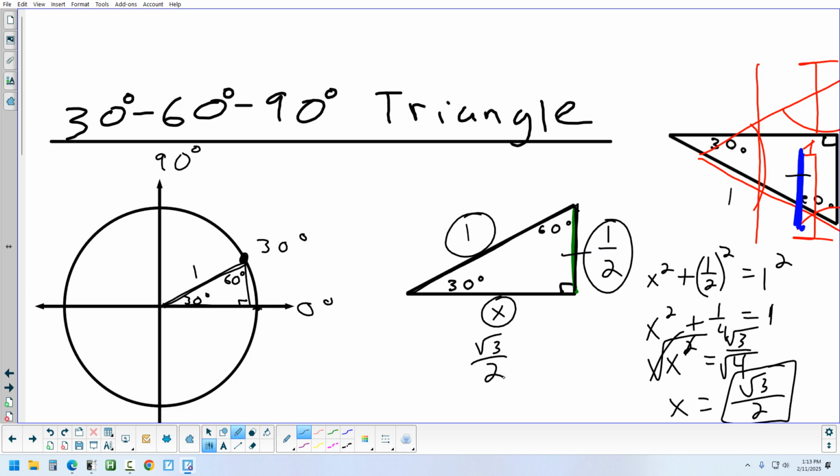Okay, so now we know how long that side is. Looking at our diagram, square root 3 over 2. And we know how tall this side is. How tall is that green side? 1/2. So now let's write the coordinate for 30 degrees. What's the x value going to be in the coordinate for 30 degrees?